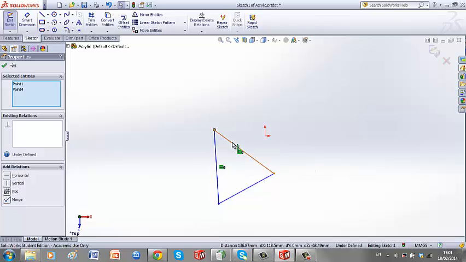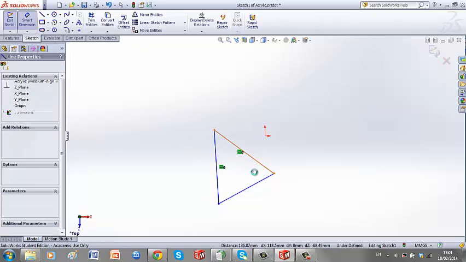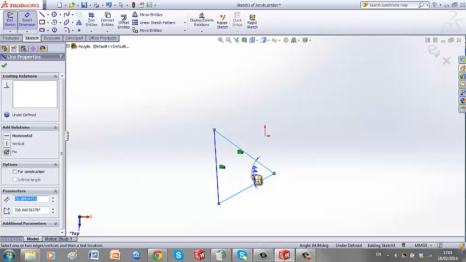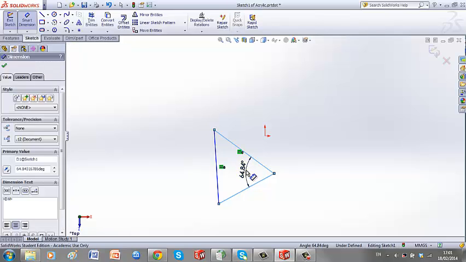Why do we know this? Two sides are equal, and using our smart dimension tool, we should be able to tell the two angles are equal too.